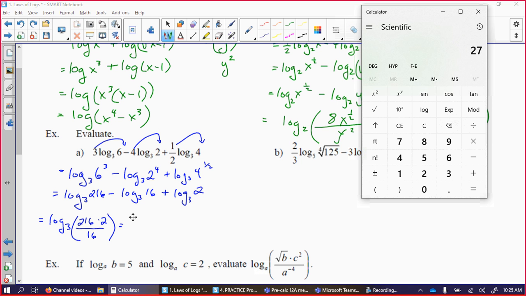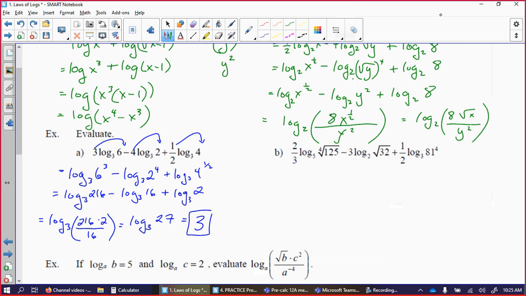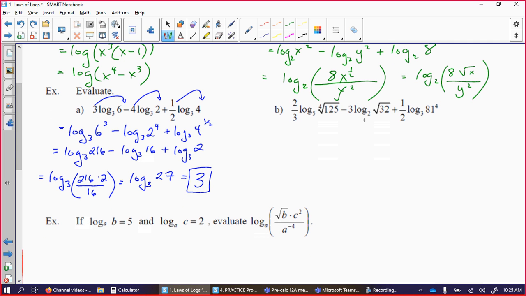Log base 3 of 27. What power can I raise 3 to get 27? So it's algebraic manipulation a little bit. Oh my gosh. We'll stop with this one.